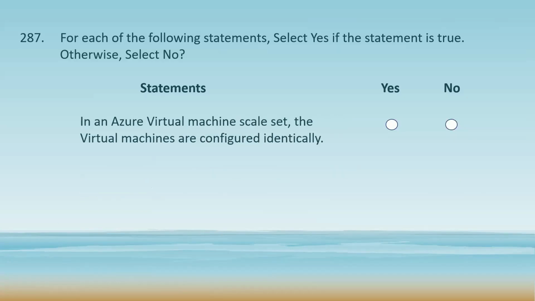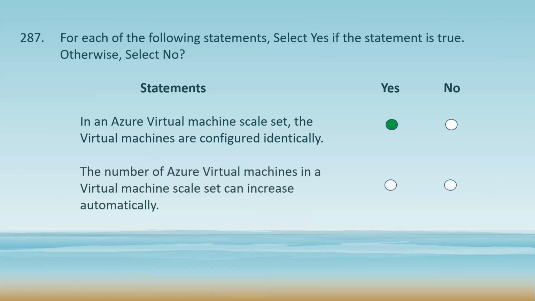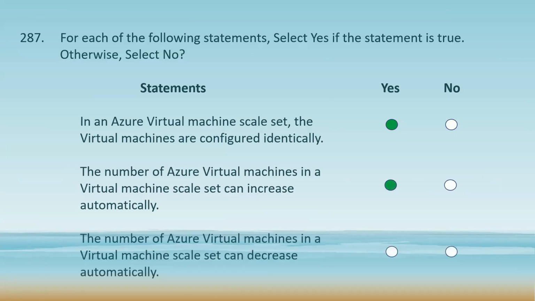And the first statement is in an Azure virtual machine scale set, the virtual machines are configured identically. And this statement is correct, my friends. Let's look at the next statement. The number of Azure virtual machines in a virtual machine scale set can increase automatically. This statement is also correct. And the third statement is the number of Azure virtual machines in a virtual machine scale set can decrease automatically. And this statement is also correct.